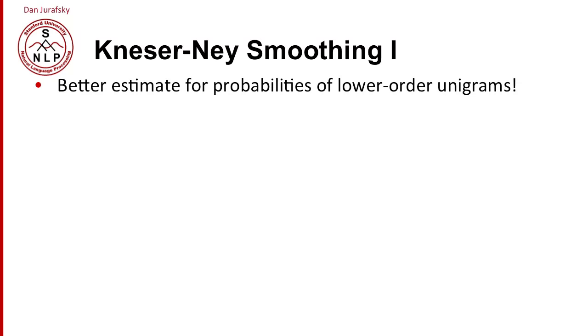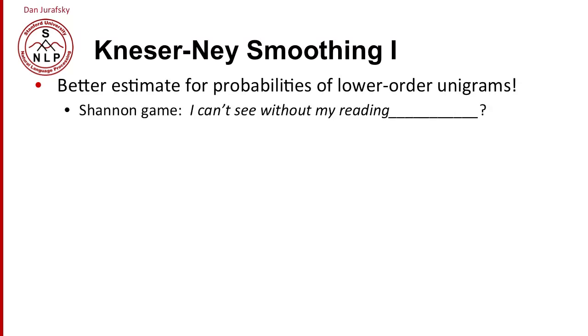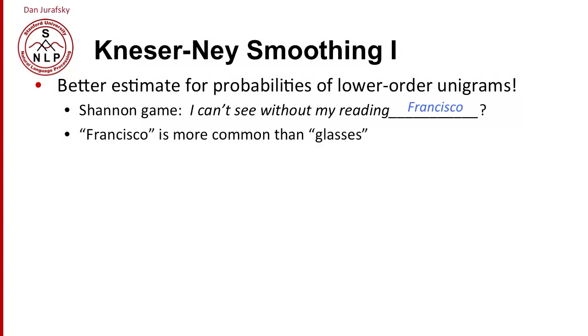And for the intuition for that, we can go back and look at the classic Shannon game. Remember, in the Shannon game, we're predicting a word from previous words. So we see a sentence, I can't see without my reading. What's the most likely next word? Well, glasses seems pretty likely. Well, how about instead the word Francisco? Well, that seems very unlikely in this situation. And yet, Francisco, as just a unigram, is more common than glasses.